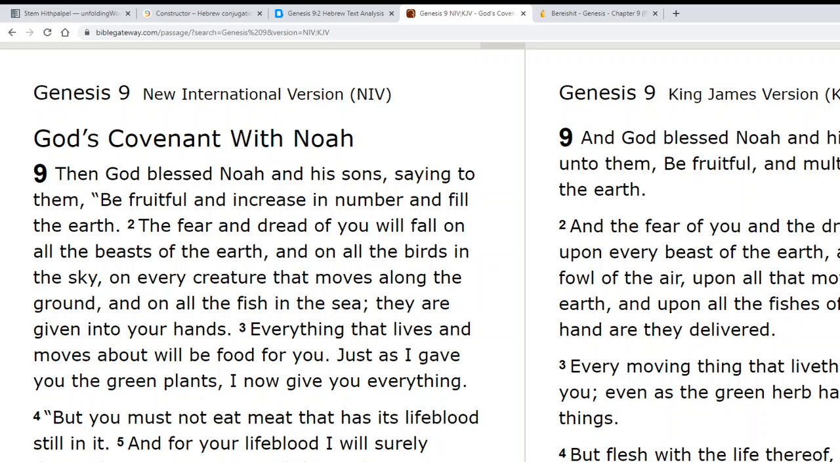So let's look at the King James, verse 2. And the fear of you and the dread of you shall be upon every beast of the earth, and upon every fowl of the air, upon all that moveth upon the earth, and upon all the fishes of the sea. Into your hand they are delivered. I'm not a huge fan. Let's look at the NIV. The fear and dread of you will fall. Fall. I don't know where they got the fall from. On all the beasts of the earth.